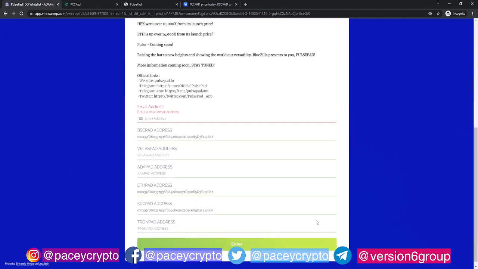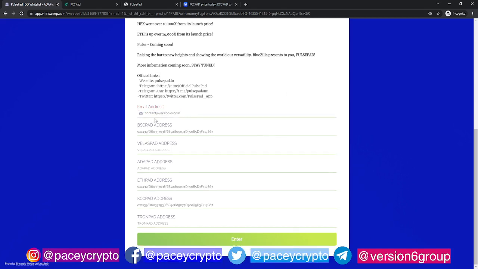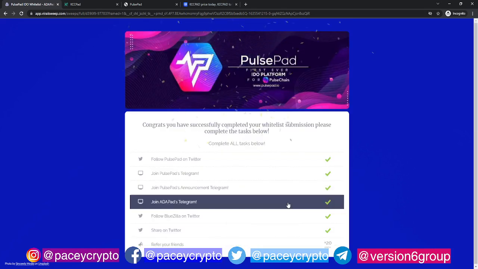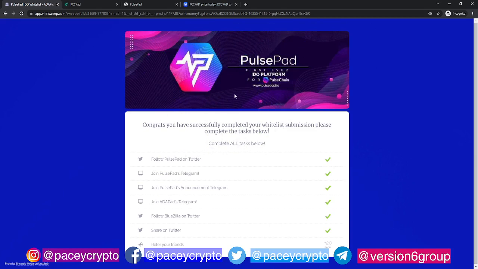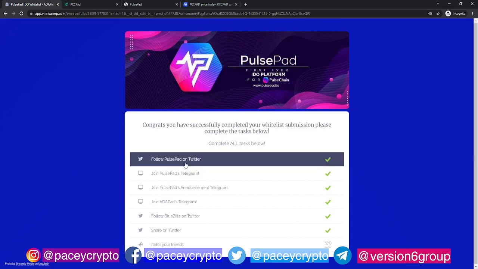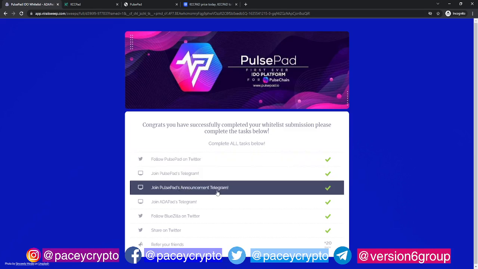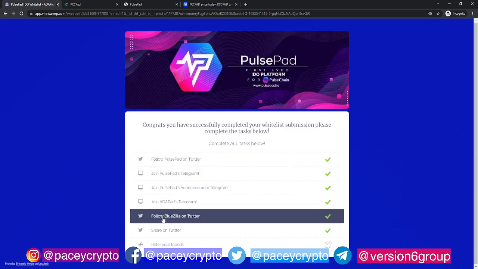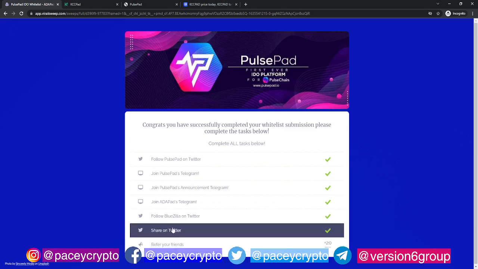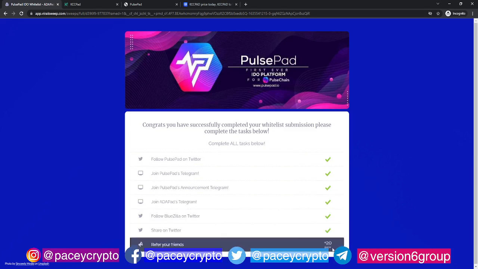Then you want to click enter. Or you want to put your email address. Let me just put in my business email, contact@version6.com, and then you want to click enter. Now, essentially, they're giving you some tasks that you need to complete. So here they're saying follow pulsepad on Twitter, join pulsepad Telegram, join the announcement page, join ADAPAD Telegram, Bluezilla, share on Twitter. And then you have the refer friends.